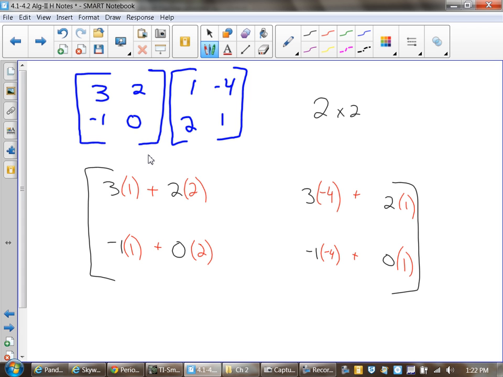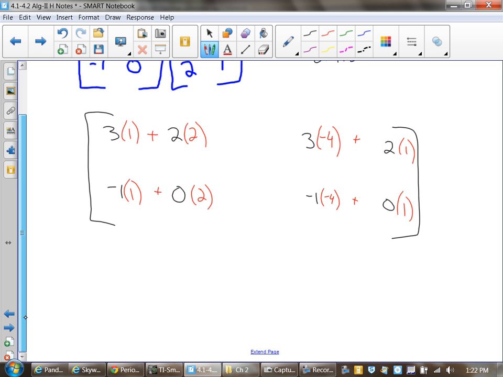Okay. Now it becomes really easy. Now that we set it up, what's 3 times 1 plus 2 times 2? Excuse me. 7. Negative 1 times 1 plus 0. Negative 12 plus 2. 4 plus 0. And there's your answer.